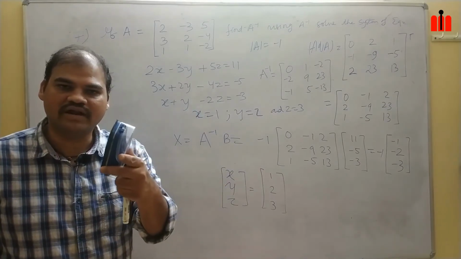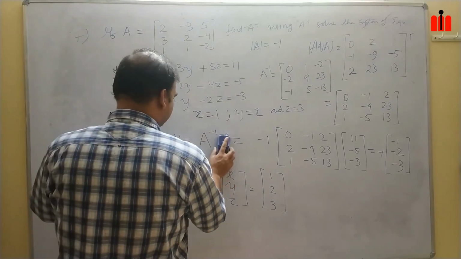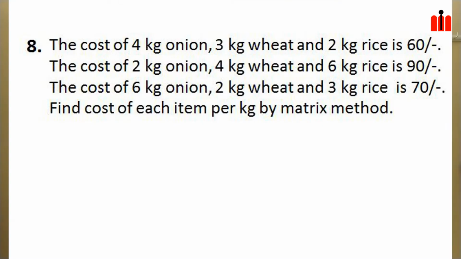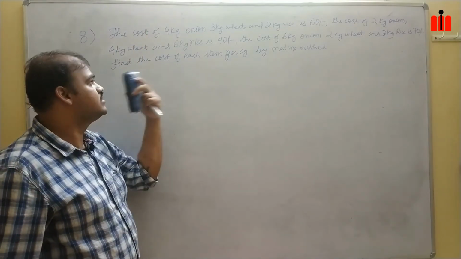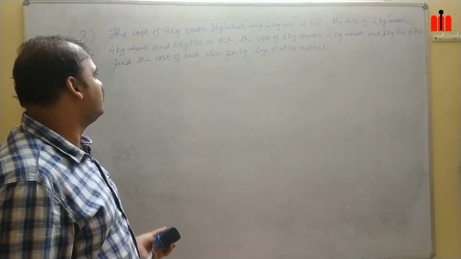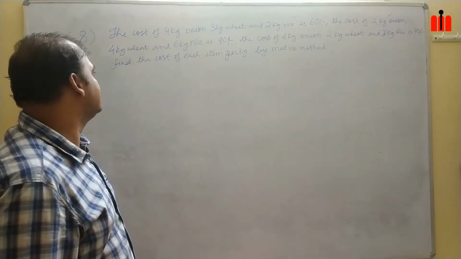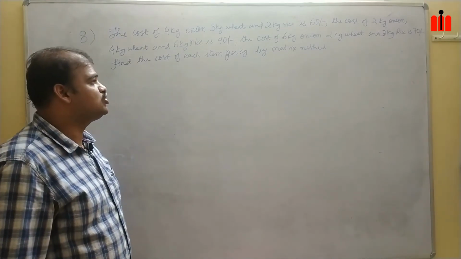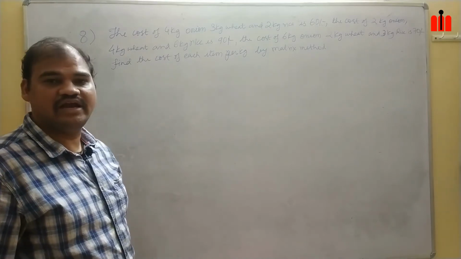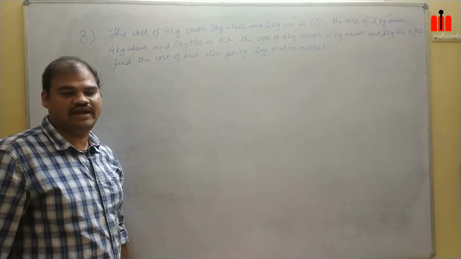Let's move on to problem number 8. Problem number 8 says the cost of 4 kg onion, 3 kg wheat and 2 kg rice is 60 rupees. Cost of 2 kg onion, 4 kg wheat and 6 kg rice is 90 rupees. Cost of 6 kg onion, 2 kg wheat and 3 kg rice is 70 rupees. Then find the cost of each item by using the matrix method.